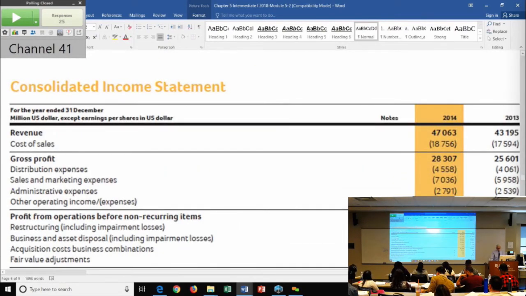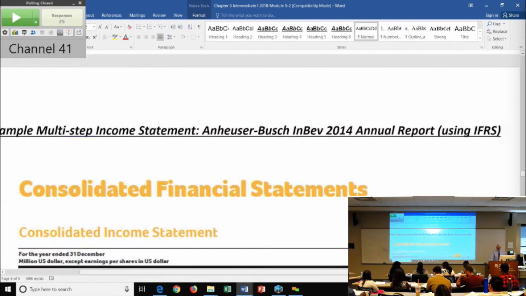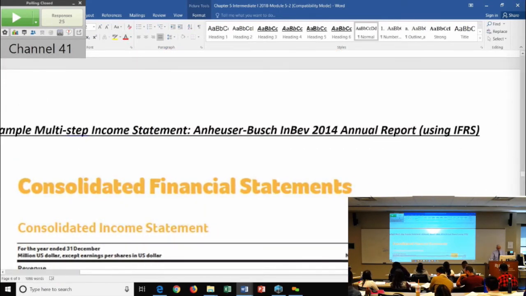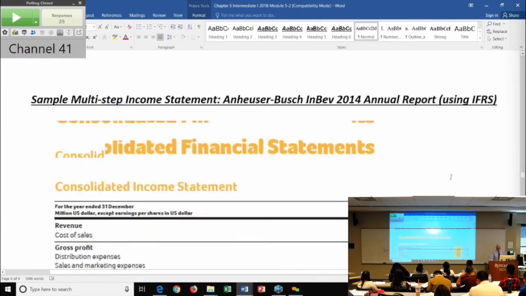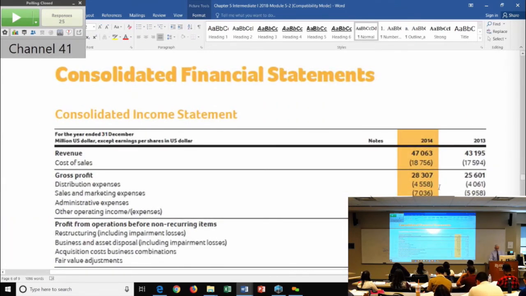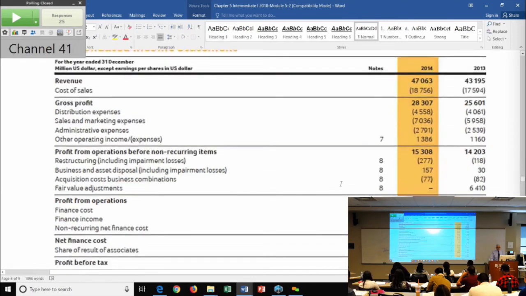All right, next. It's a little small, but you can see it. This is Anheuser-Busch InBev, which is, from what I remember, a South American beverage company that was acquired by Anheuser-Busch. And this is a statement built under IFRS. Notice the slight differences here. Under IFRS, you put the footnotes in a separate column, which is always a good thing.